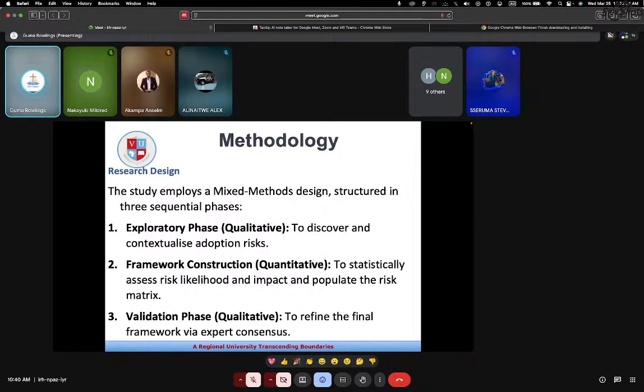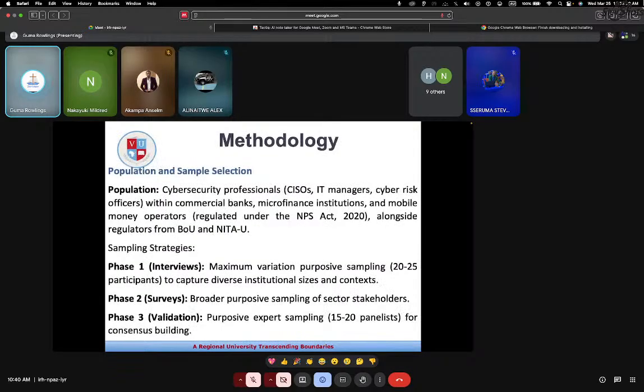Validation phase, this is the last phase. Having developed a framework, we'll have workshops or engagements with industry experts to look at this framework and assess whether it is practical or even suggest refinements until it actually is there. Population and sample selection: cybersecurity professionals within commercial banks, microfinance institutions, and mobile money operators.